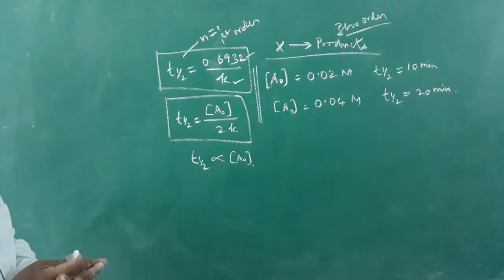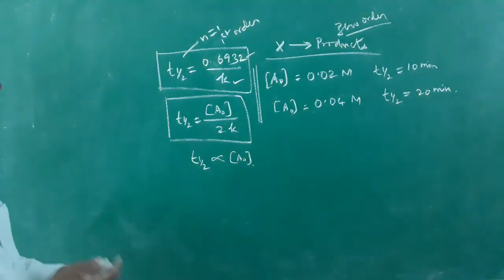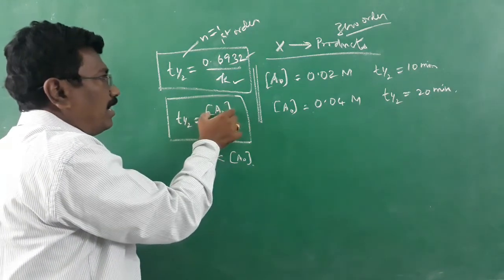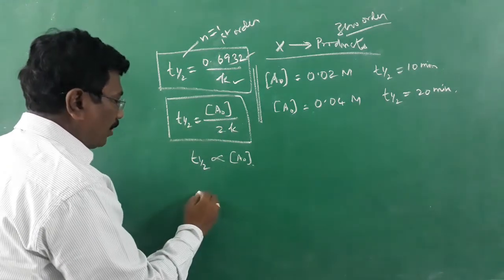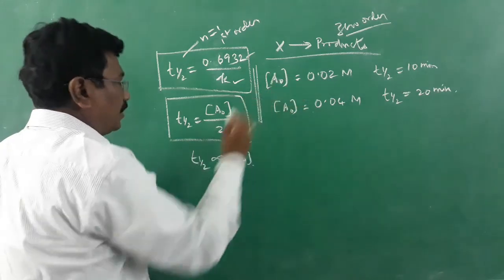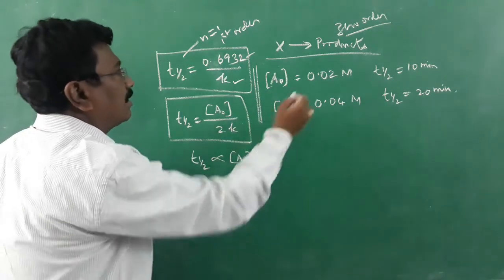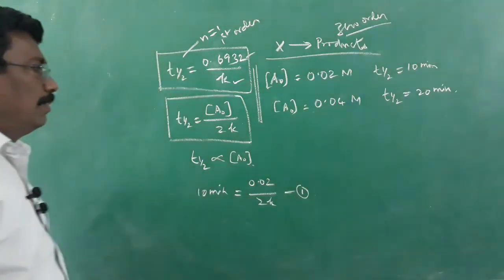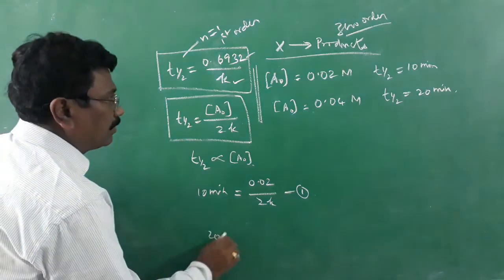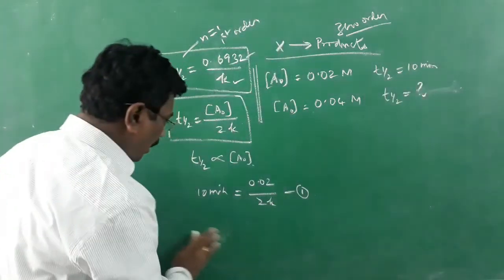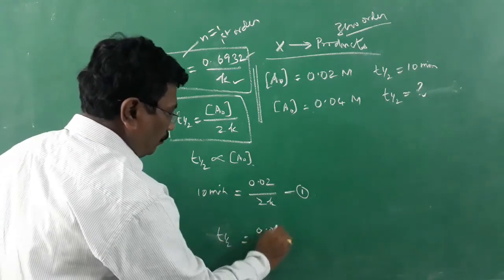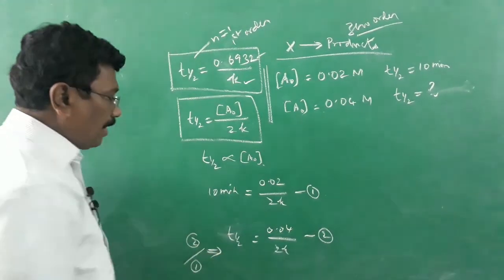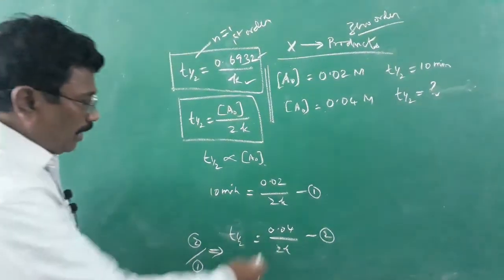Alright? We can also solve the sum if you want. I can substitute here A naught 0.02 and T half may be 10 minutes. That may form equation 1. In the first case, when T half is equal to 10 minutes, A naught is 0.02, so 10 equals 0.02 divided by 2K. Let it be equation 1. And equation 2 may be T half is asked, you may not be knowing T half, equal to 0.04 divided by 2K. 2K and 2K get cancelled.